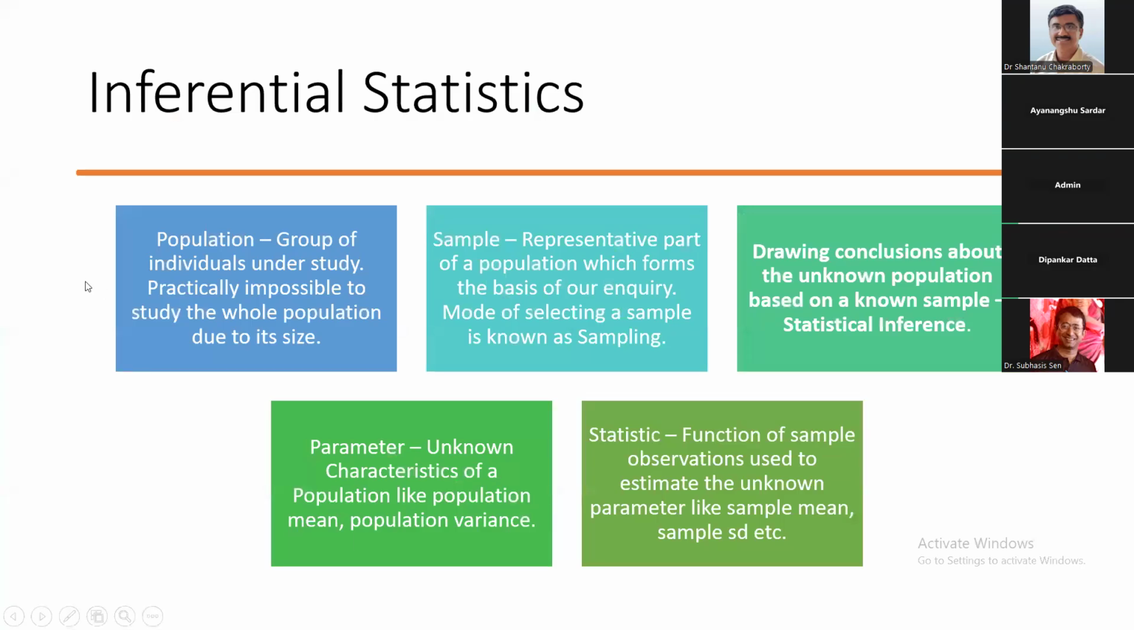And this is inferential statistics. This is very interesting: what is the meaning of inferential statistics? I like to say it in a single line: it is basically the estimation of a population parameter with the help of sample statistics. Because a parameter is the characteristic of the population and a statistic is the characteristic of the sample. That part we know. So there are four terms: population, parameter, sample, statistic. That's why drawing conclusions about the unknown population based on a known sample is statistical inference.